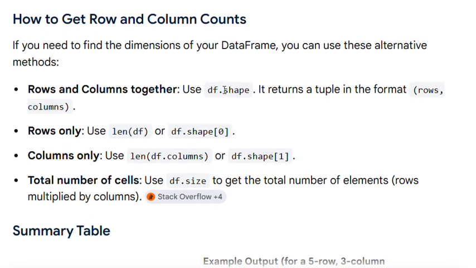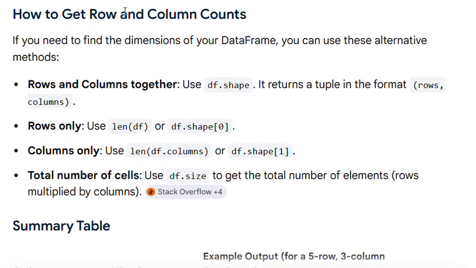Another interesting thing is how to get the rows and columns count. Using the data frame, we have an alternative: df.shape. It gives a tuple of rows and columns. First we get the rows value, then the column value. len(df) gives only rows. Or if we use df.shape with square brackets, 0 is for rows. If we give 1 instead of 0, it is for columns.